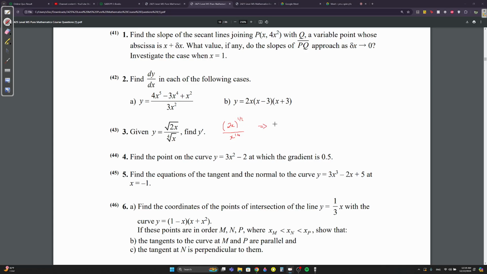It's going to be 2x to the power of 1 over 2. Sorry, this is equal to 2 times x to the power of 1 over 2, right? Over x to the power of 1 over 4. Let's split it up. It's going to be 2 to the power of 1 over 2 times x to the power of 1 over 2 over x to the power of 1 over 4. 1 over 2 minus 1 over 4 gets you 2 to the power of 1 over 2 times x to the power of 1 over 4. So it's going to be radical 2 times the 4th root of x, if I'm not wrong again.